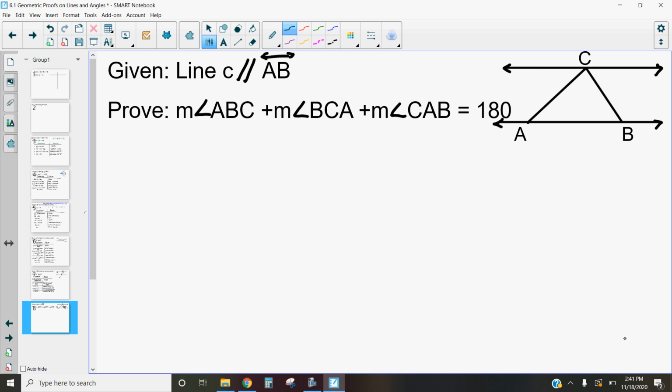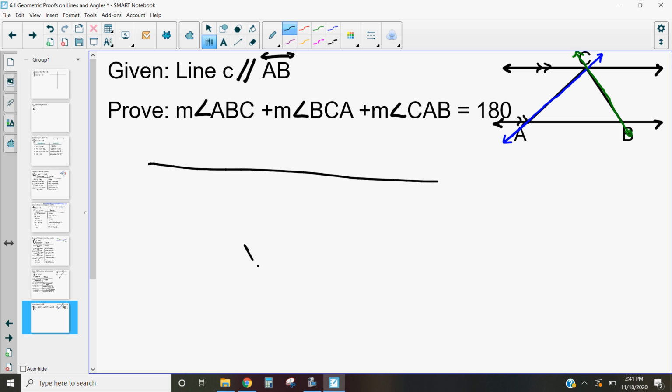So that's what we're given, that these two are parallel to each other. And that's super important because guess what that means? That this line segment AC acts like a transversal. Similarly, this line segment CB also acts like a transversal. Because we have these two separate transversals, we can use some of our theorems where two parallel lines are cut by a transversal in order to prove this. So we have those two things.